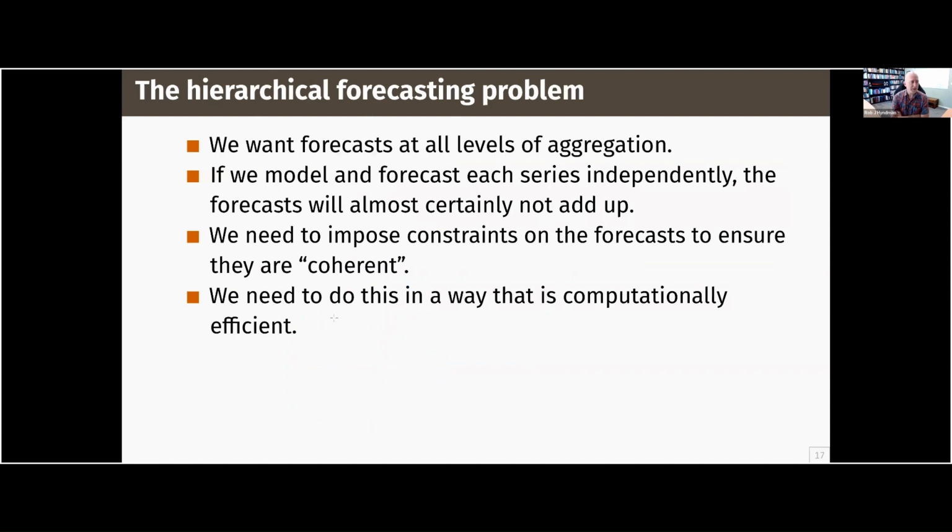So the idea of hierarchical forecasting is you want the forecasts at all the levels of aggregation to be summed up in a consistent way. So if you model and forecast all of the series separately, they will not generally add up. There's some special cases where they will, but in general, you'll fit models to each of the individual series at the disaggregated level and at the middle levels and at the bottom level. But those will not be consistent with each other. We call that coherent. They'll be not coherent with each other. So we need to impose constraints on the forecast to ensure that they are coherent. And we want to do that in a computationally efficient manner because we do have often thousands or millions of series to deal with.